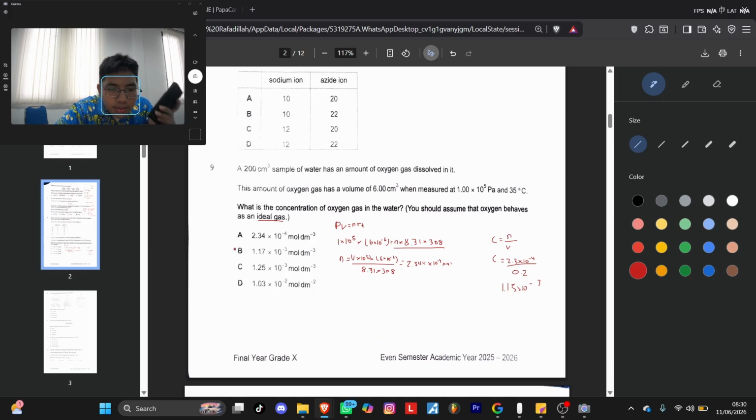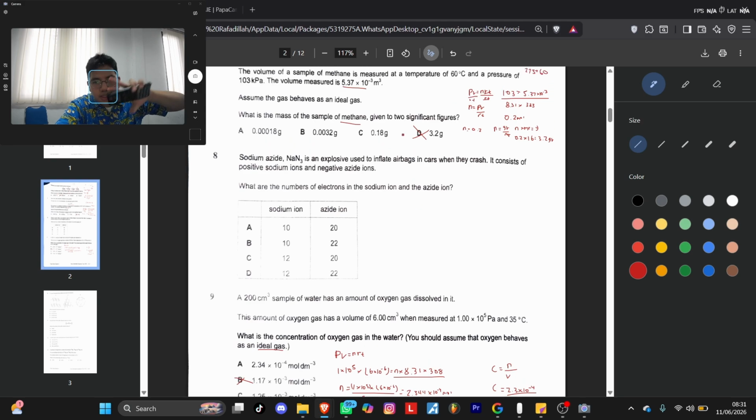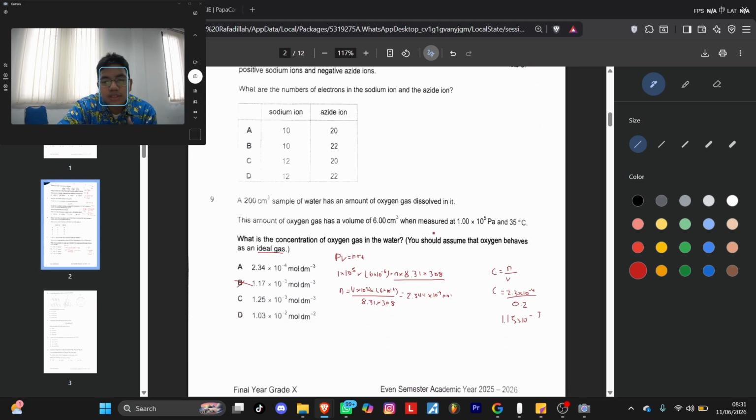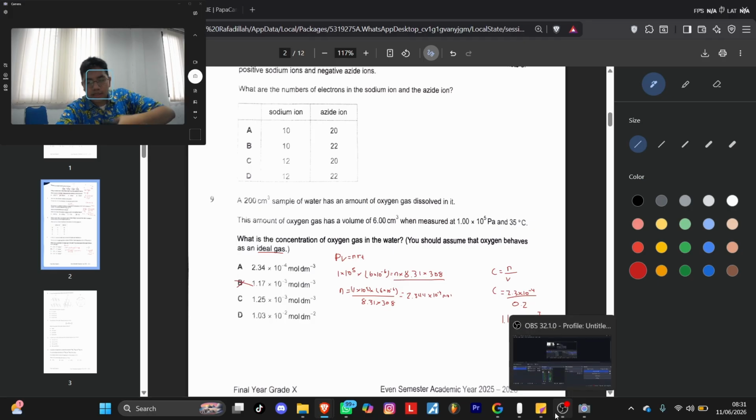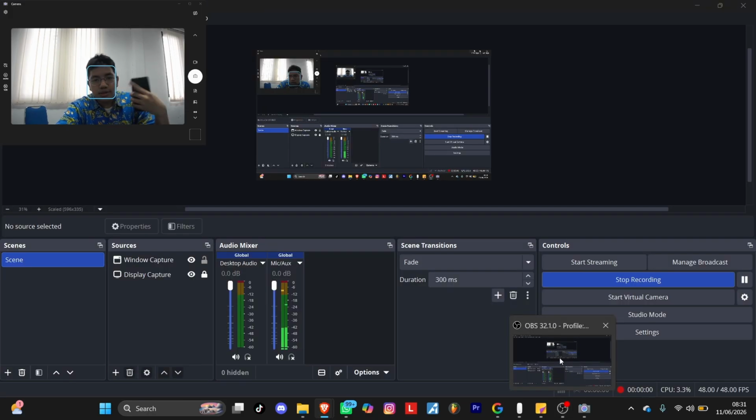So the answer must be B, guys. Okay, why is it different? Because from n we just simplify it by two significant figures. That's why this is not the accurate version, but it is still close to the answer.